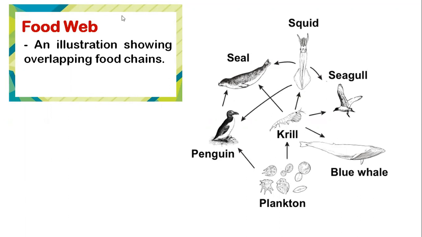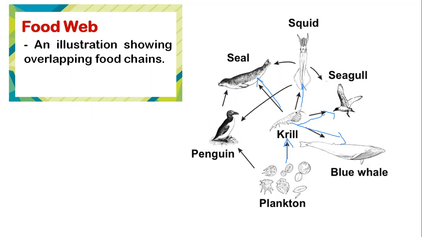If you try to look at it, we have here plankton as the producer. It will be eaten by the krill, and krill can be eaten by the squid. So this is a food chain. There are other food chains that can be observed in this food web. Plankton eaten by krill, and krill being eaten by seal. So that is another food chain. Plankton eaten by krill and krill eaten by seagull. Another food chain. Plankton eaten by krill and krill being eaten by blue whale.